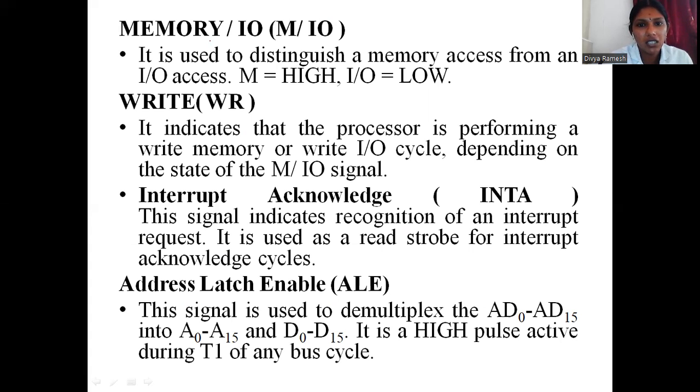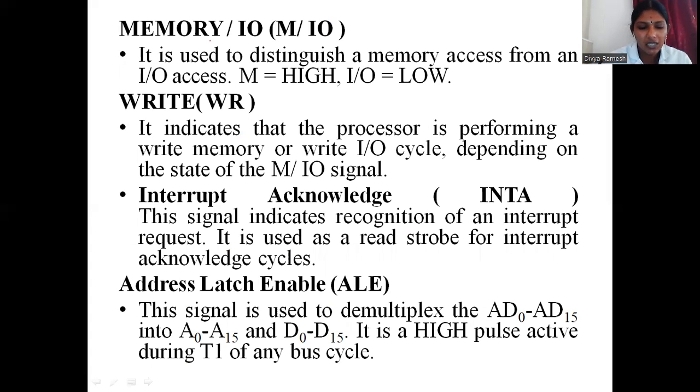Next one is the interrupt acknowledge, the short form is INTA. When the processor receives an interrupt request from an external interrupting device, the processor will send an acknowledgement signal. Similar to when you send a letter by post, you will get an acknowledgement letter, no? That is the same process. The processor has already received this interrupt request signal, so it will send us an acknowledgement signal, which is indicated with the help of this interrupt acknowledge pin.